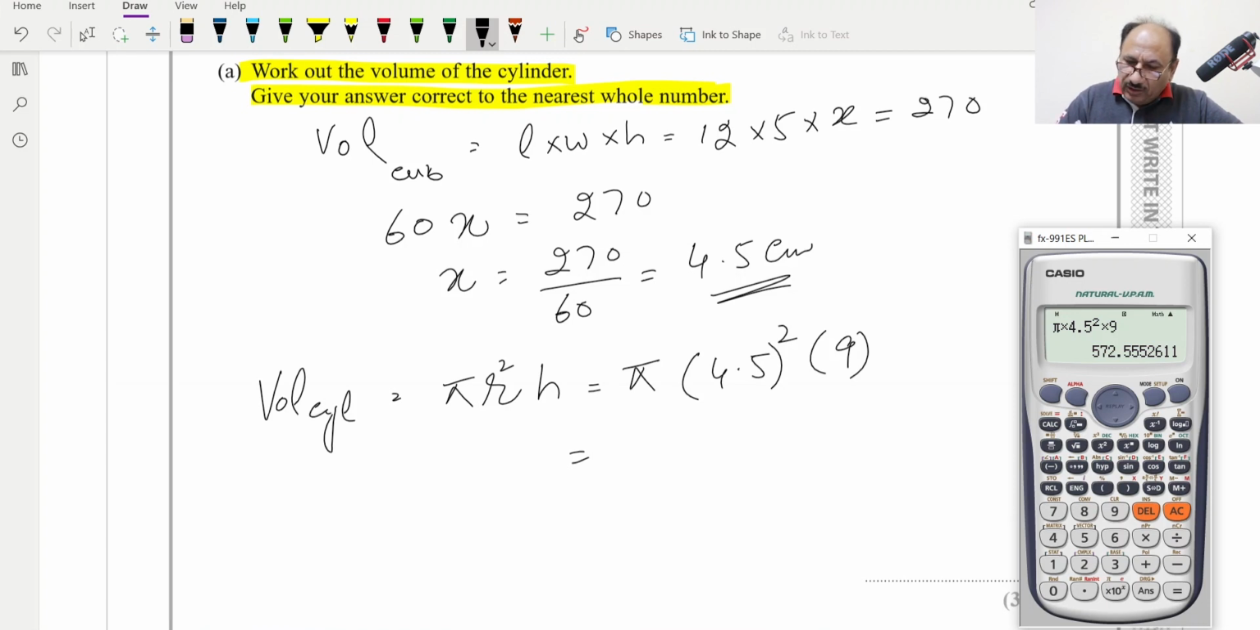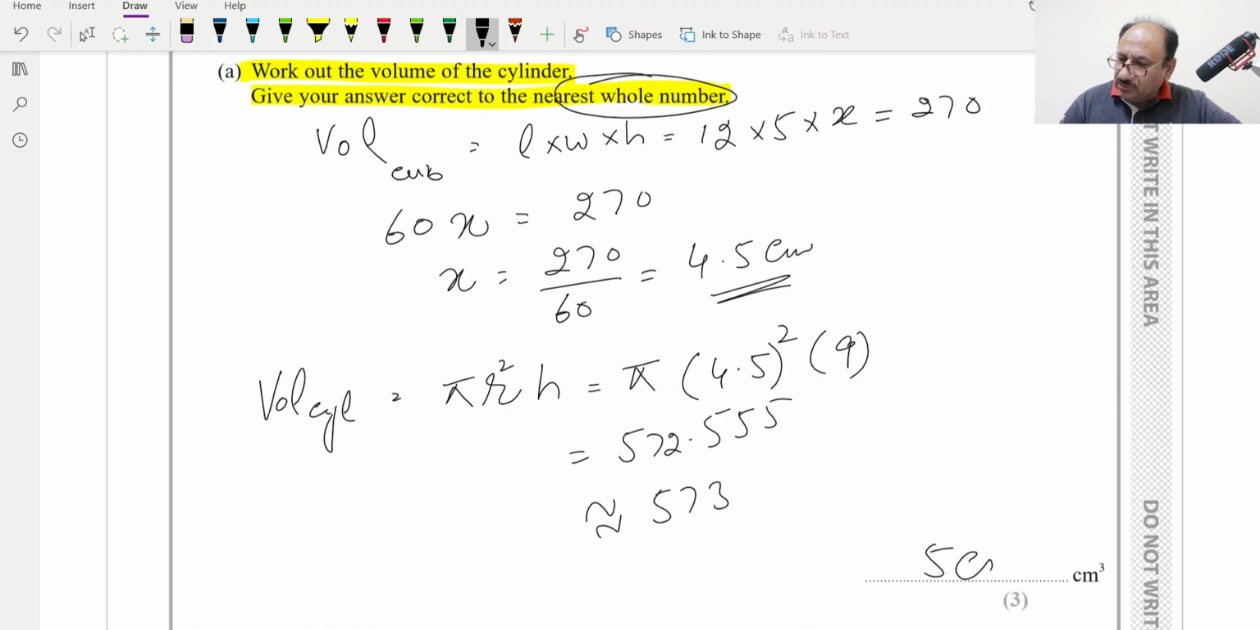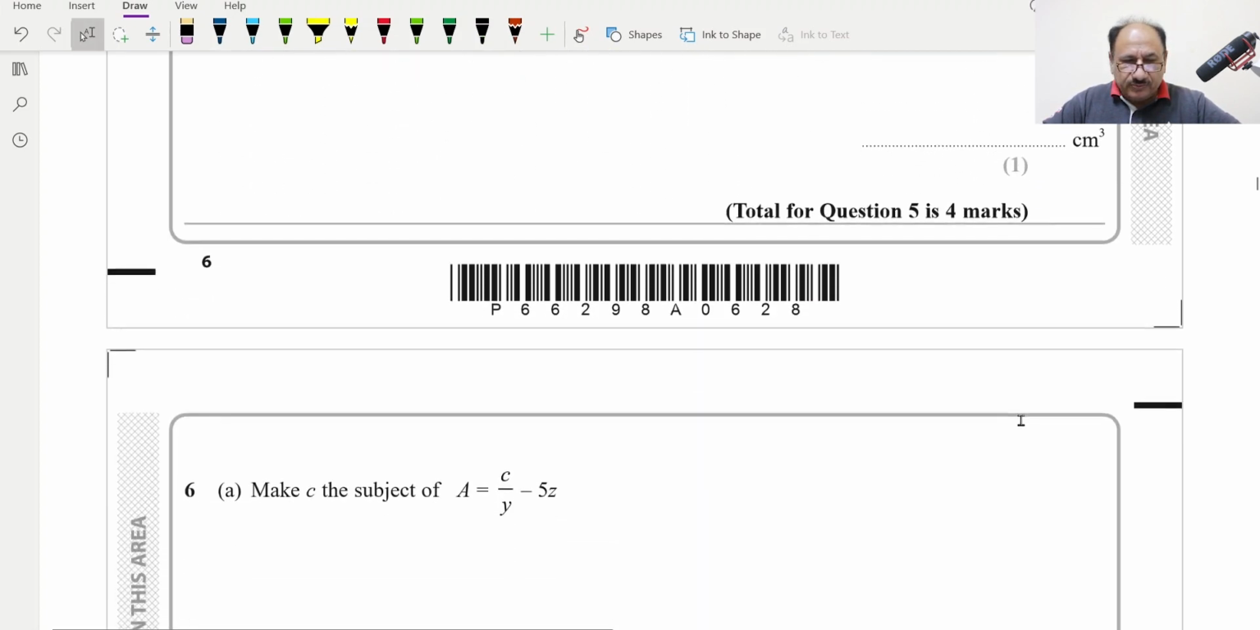572.555. So this one we can round to, they are saying nearest whole number, so it will be 573. So 573, this will be centimeters cubed. So this will be the final answer for this part.